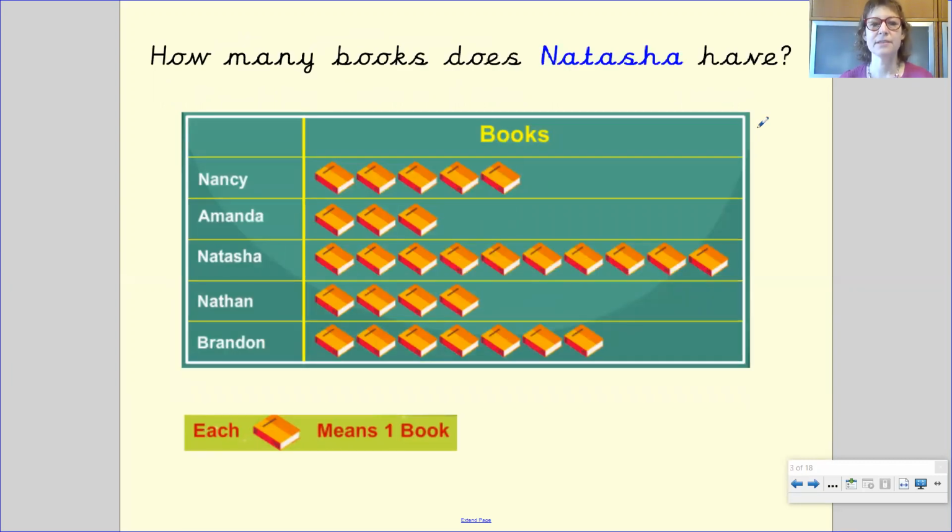How many books does Natasha have? So again, we're checking, it's the same key, it's just one. Let's find Natasha, and we're counting in ones. So how many books does Natasha have? 1, 2, 3, 4, 5, 6, 7, 8, 9. She has 10.